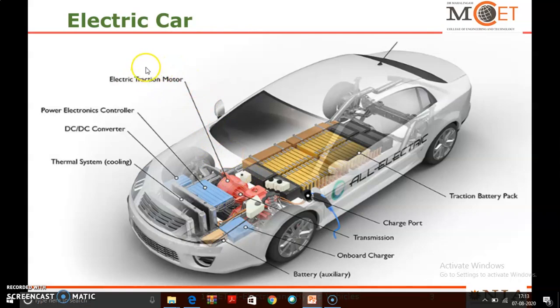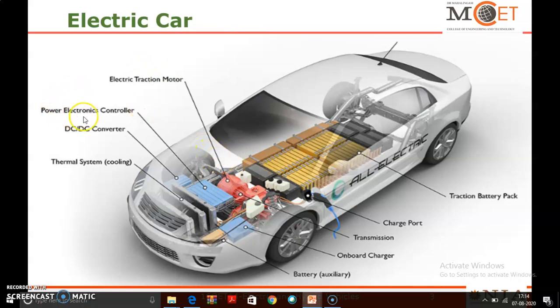Among them, if it is a low range application of electric vehicle, then permanent magnet brushless DC motor is preferred, and if it is a high range application of electric vehicle, in that case permanent magnet synchronous motor or switched reluctance motors are preferred for use in the electric vehicle.